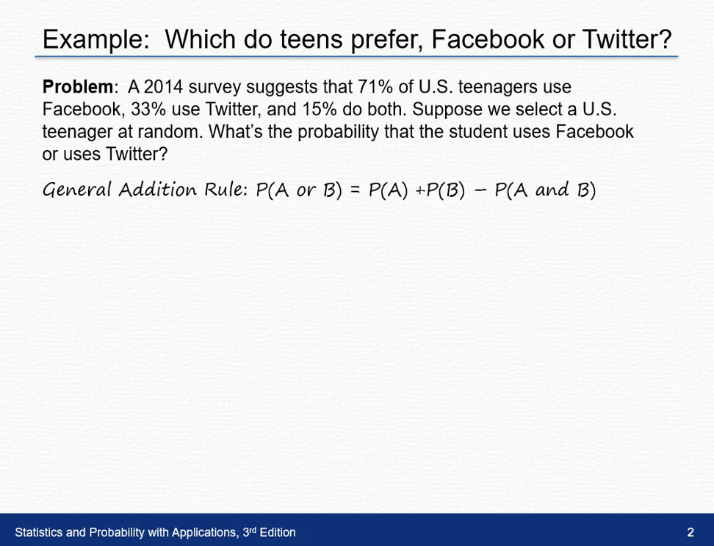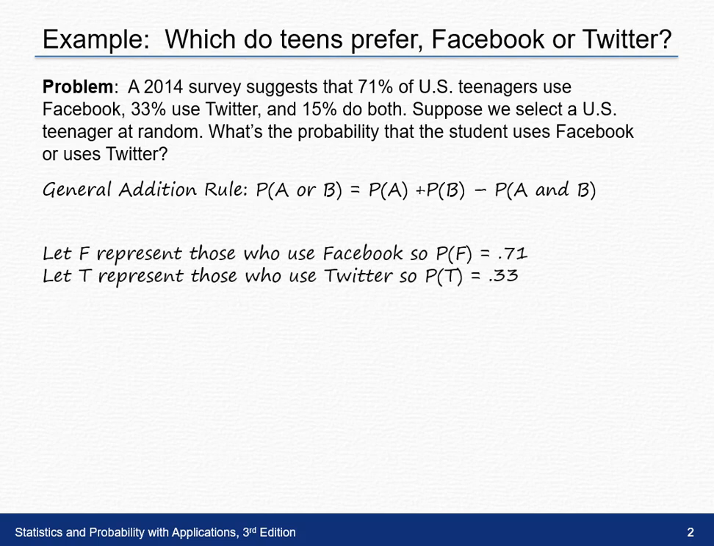So using the context of this question, F is those who use Facebook, so the probability of F is 0.71. We get that from up here. T can represent those who use Twitter, so the probability a student uses Twitter is 0.33. And then this 15% who do both, that would be the probability of F and T.